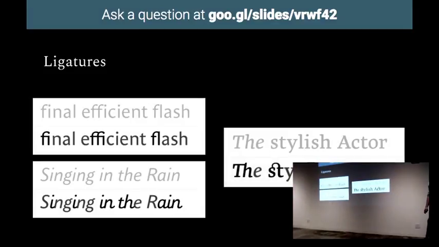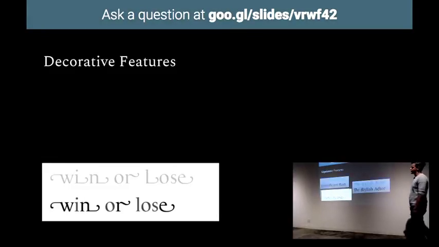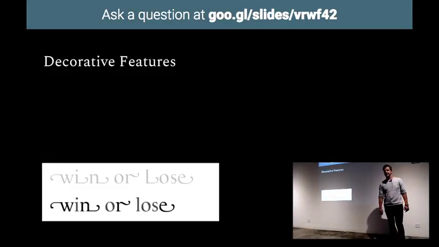And then finally, we have discretionary ligatures. These are just fun embellishments that the designer may have chosen to use. You might want to use that on a title or something like that. So that's ligatures. Then we have decorative features.